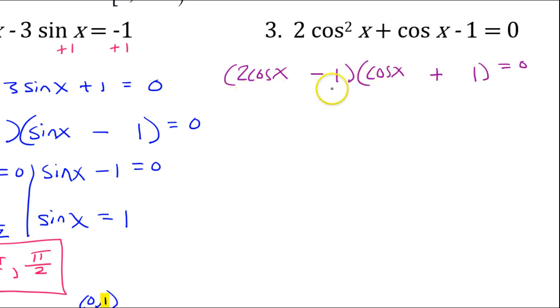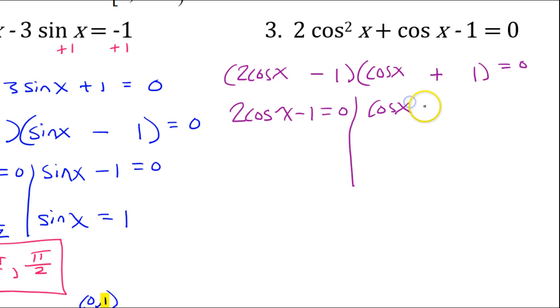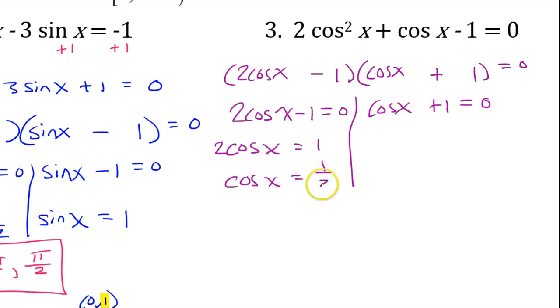So I can use the zero product property to find my solutions. The zero product property says 2 cosine x minus 1 equals 0 will give me a solution or 2. And then cosine x plus 1, set that equal to 0, I'll find more solutions. So solving the equation on the left, I'm going to add 1 to both sides, so that's 2 cosine x is equal to 1. Dividing by 2 gives me cosine x is equal to 1/2. Subtracting 1 from both sides, I have cosine x is equal to negative 1.